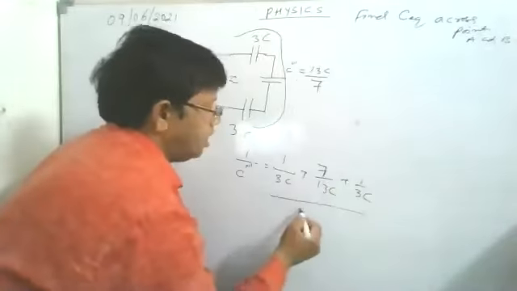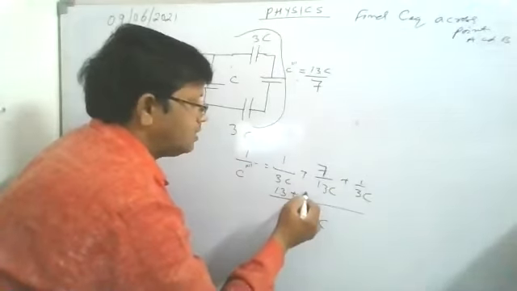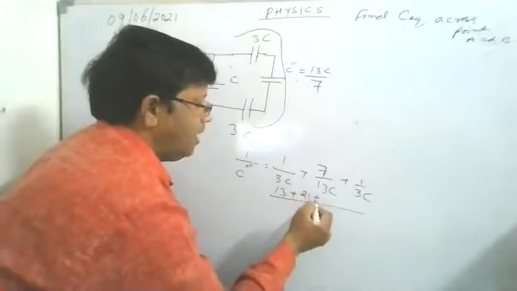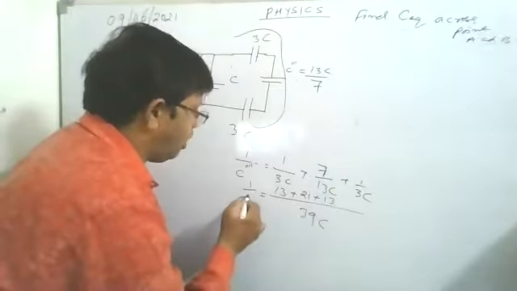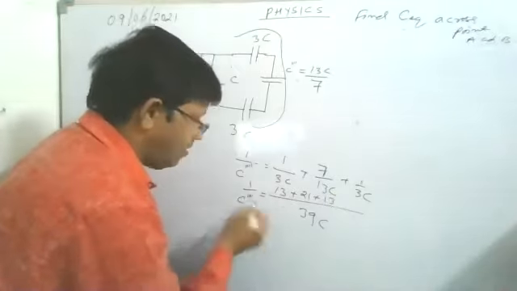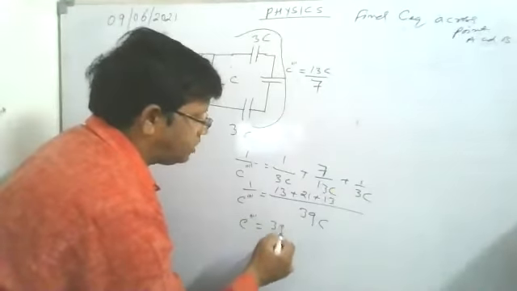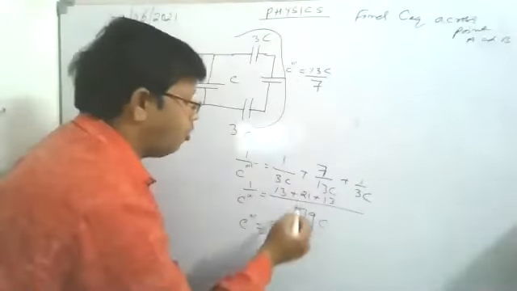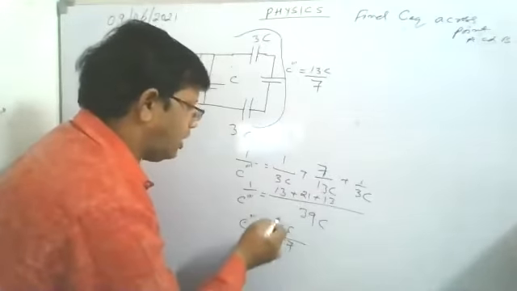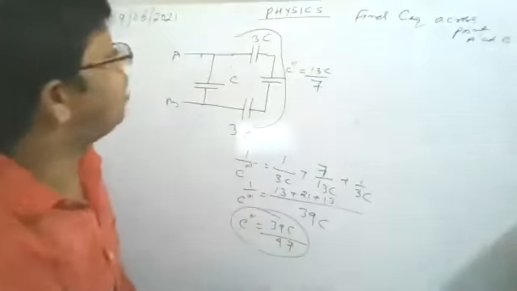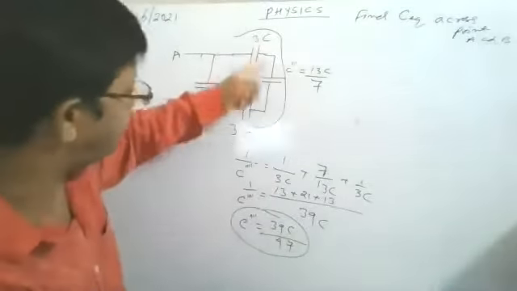Now what is the LCM? 39C. 13 plus 21 plus 13. So 1 upon C equivalent is equal to 39C upon 47. Now again beta, we have derived the equivalent of these three capacitors connected in series.